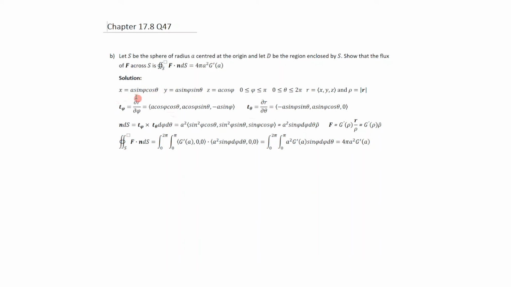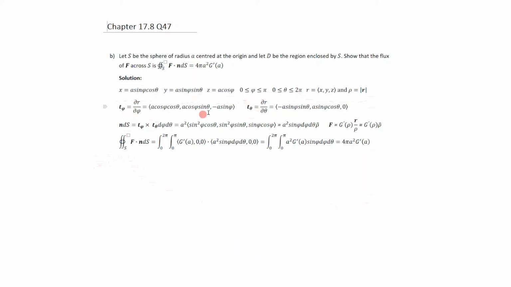Let x equals a sine phi cos theta, y equals a sine phi sine theta, and z equals a cos phi. And we're interested in the full sphere, so that means phi extends from 0 to pi, and theta from 0 to 2 pi. Again, r is x, y, z, that's the vector, a position vector, and rho is the magnitude of r. All right, so we need to compute t phi and t theta. We need to determine what n dS is.